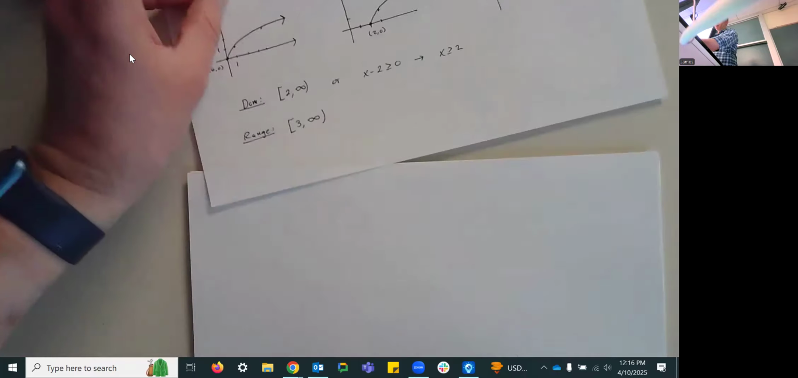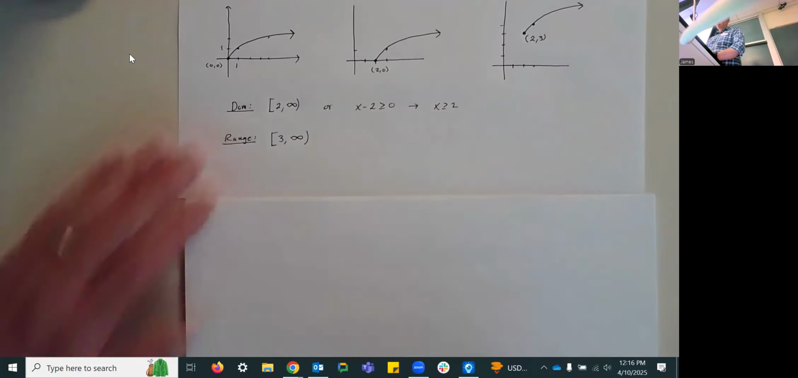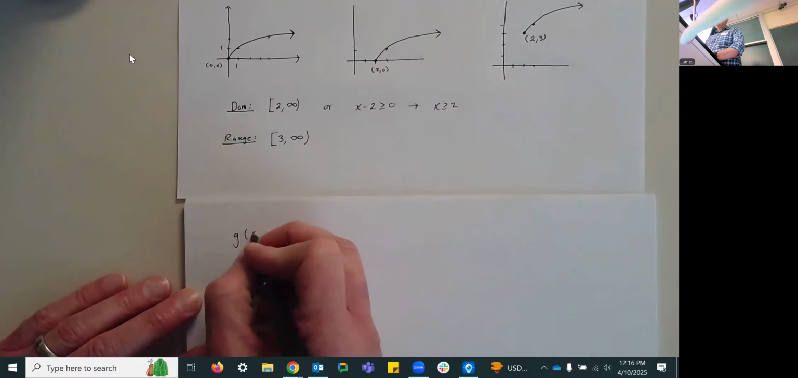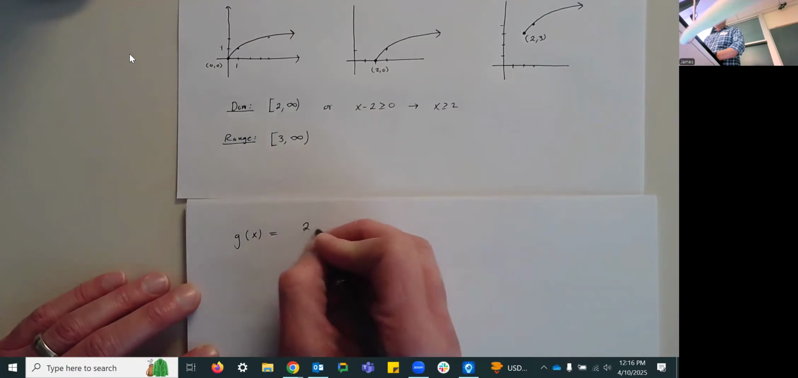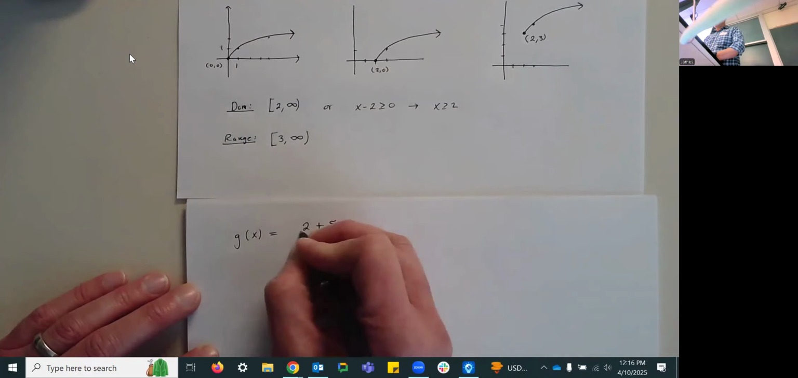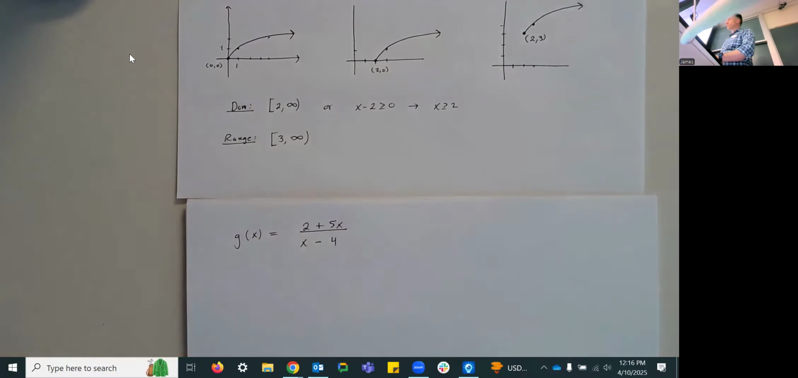Maybe not totally, but somewhat different. Let's say we want to look at now g of x equal to, I'm a fan of this kind of function, 2 plus 5x over x minus 4. If we really tried, we could probably graph this, but not that we shouldn't want to graph things. Graphing is a very, very useful way of representing a function, but it's not always easy to do.